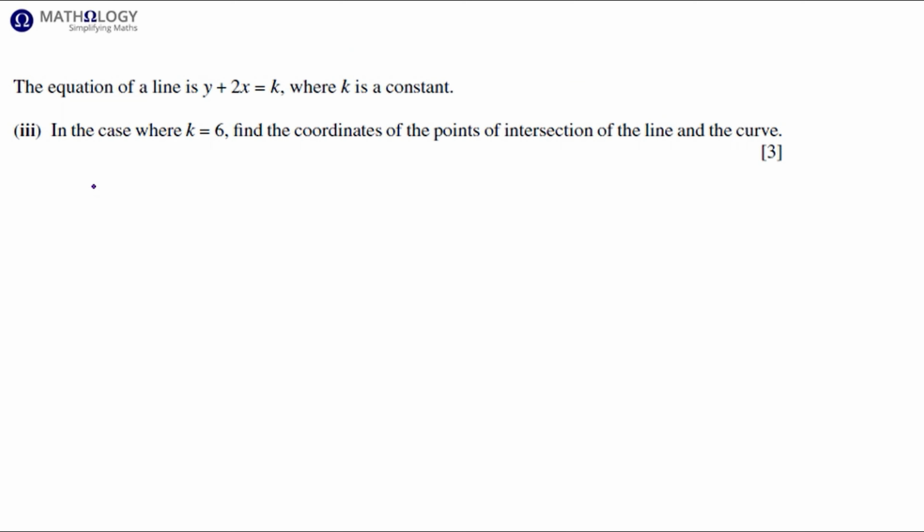The equation of a line is y plus 2x equals k, where k is a constant. In the case where k equals 6, find the coordinates of the point of intersection of the line and the curve. Okay, so our curve is y equals x squared minus 3x plus 4, and the straight line is y plus 2x equals k. I'm just going to write that as y equals k minus 2x.